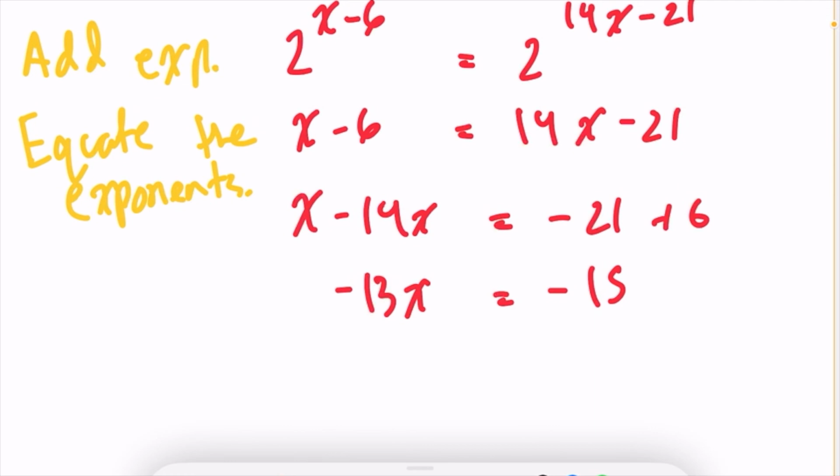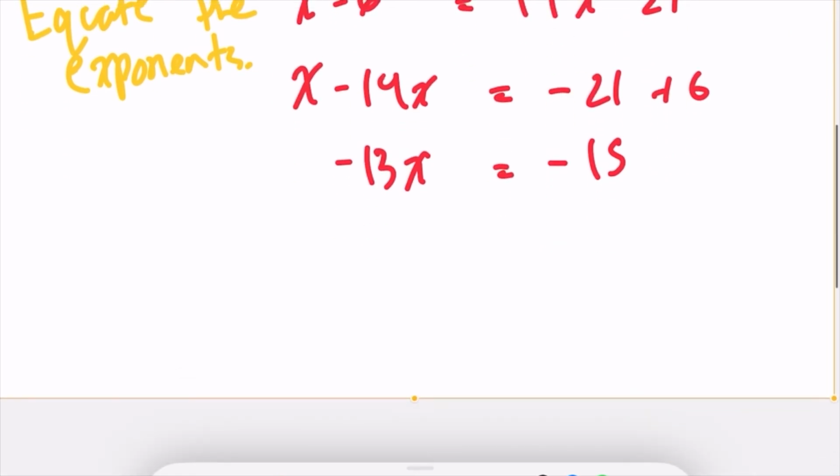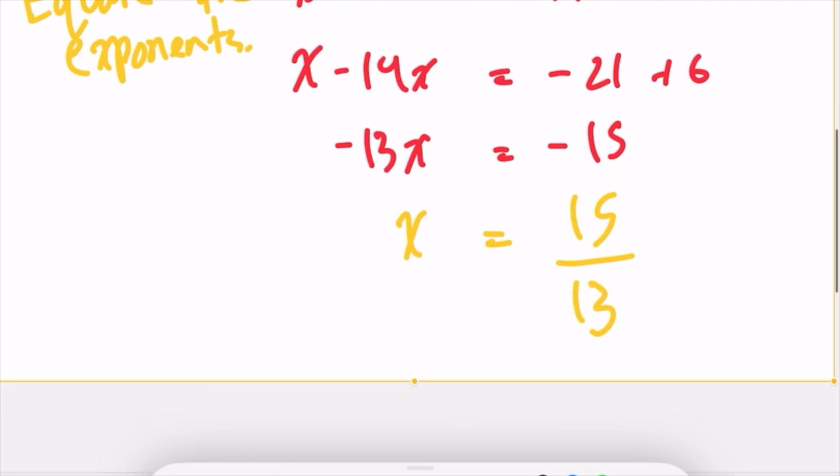And so we can just solve for x by bringing the x terms on one side and the other terms on the other. And so here, our final answer would be equal to 15 over 13. And that would be our grand final.